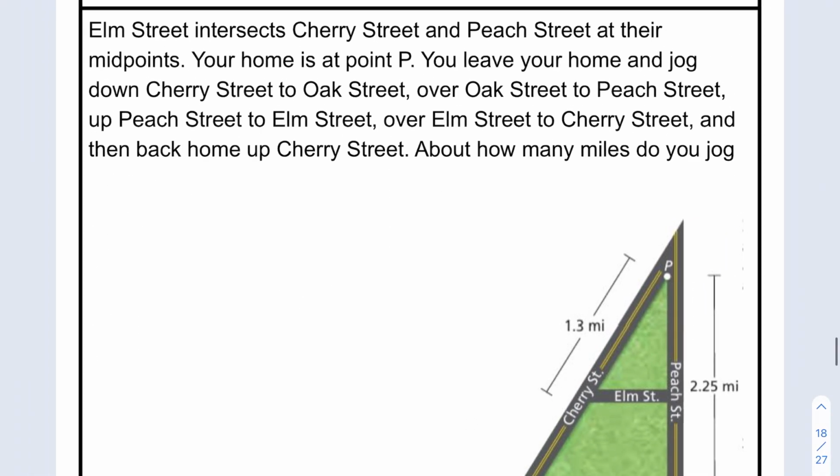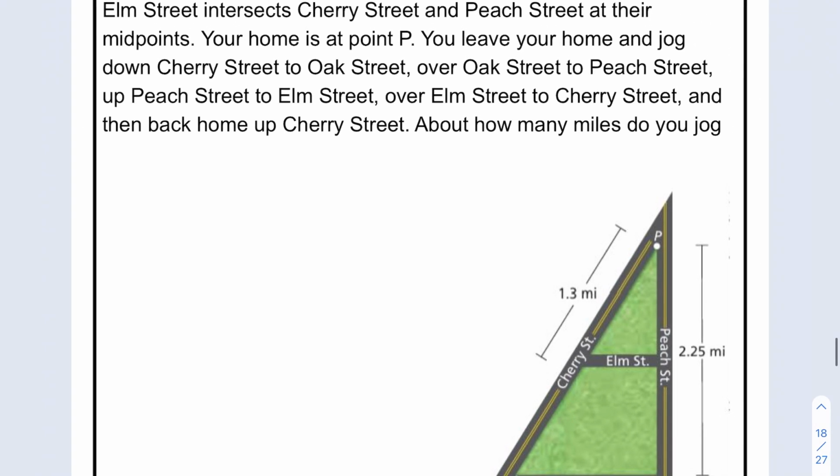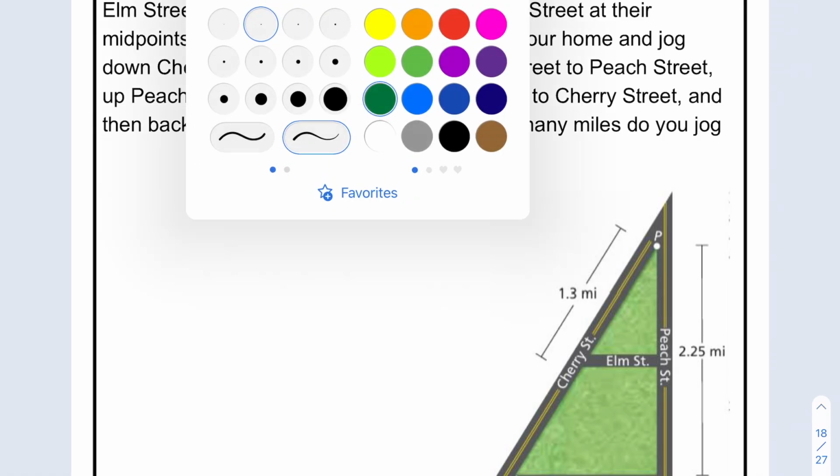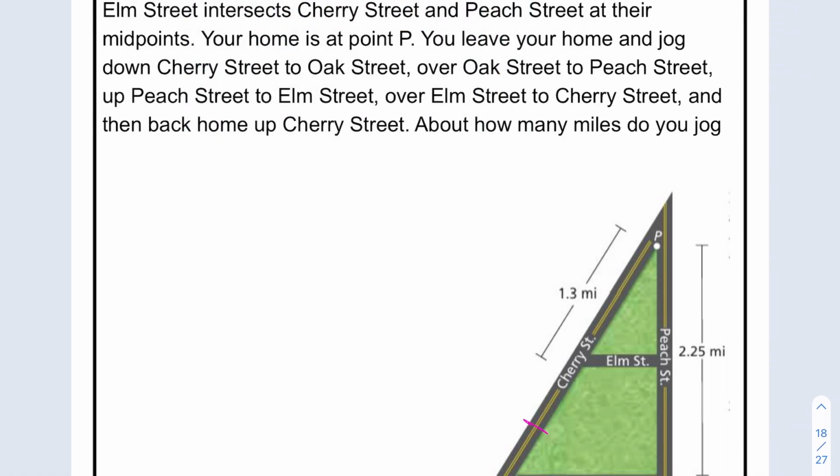All right, so let's use it in a little practical matter. So let's see what we got. Let's go pink. Elm intersects Cherry Street and Peach Street at their midpoints. Actually, let's pick a little easier to see. So this is going to be true, and this is going to be true. So Elm Street is going to be a mid-segment. And we're home at point P, way up here.